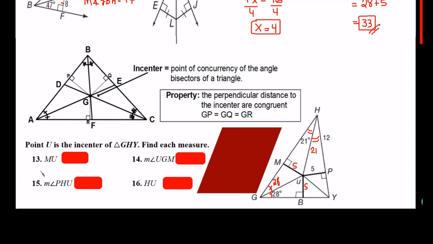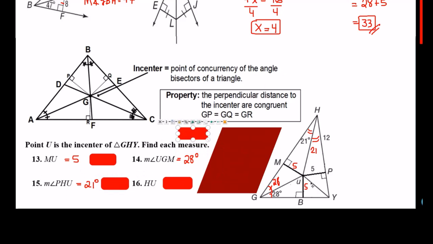So let's look at some of the questions that they're asking. Okay, MU. So I'm looking for MU. Well, we know now right there that MU is 5. And then we're looking for PHU. So PHU, that would be 21. We found that. And then we're looking for UGM. UGM, that would be 28. And the last one is HU.